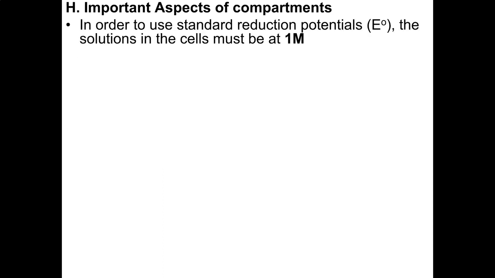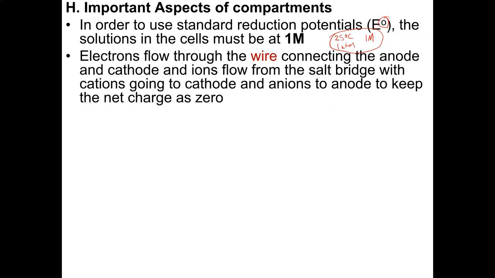Important aspect of the compartments in order to use standard reduction potential. So we know that this little circle represents standard conditions, right? So that's 25 degrees Celsius. That's 1 atmosphere. And that's 1 molar. So that's standard conditions. So this 1 molar is the new member of this party. So all these voltages we saw are based on the concentration being 1 molar. What if it's not? We'll come back to that a little later.